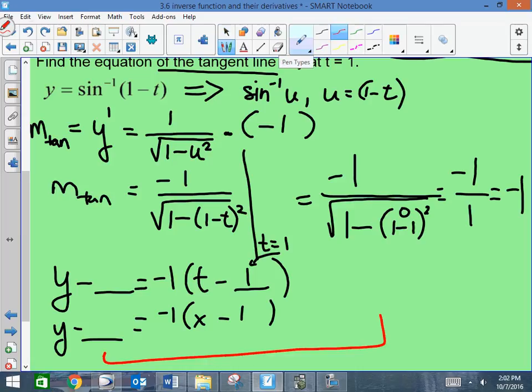So, we think it's 0? Yes. All right, y equals sine inverse of 1 minus 1. The inverse sine of 0? Oh, wait, pi. Right? Or no, 0. It's 0. Yeah, it's still 0.